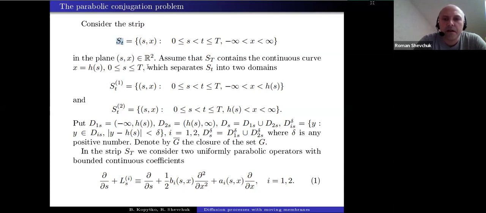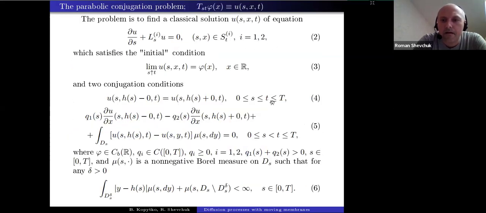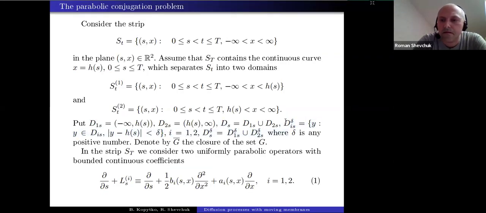So let us consider the strip S_T, which is separated into two domains, S_T^1 and S_T^2, by the continuous curve x equals h(s). Denote by D_1s the interval from minus infinity to h(s), and by D_2s the interval from h(s) to plus infinity, and let D_s be the union of D_1s and D_2s. We also need the set D_s^delta. Here delta is any positive number, and D_s^delta is the union of D_1s^delta and D_2s^delta.